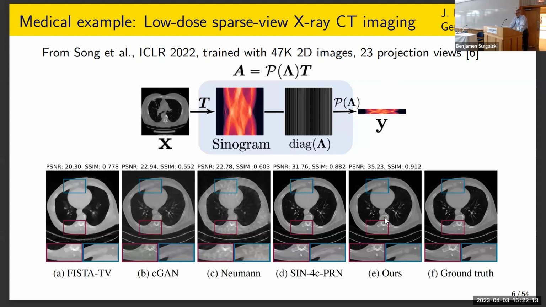These are reconstructed by different methods, and this is taken from Song et al., ICLR 2022, where they are specifically working on what we call sparse-view CT. In a normal CT scan, you take an X-ray source and rotate around the patient, collect 1,000 pictures, and from those 1,000 pictures, you reconstruct the three-dimensional distribution of the patient.